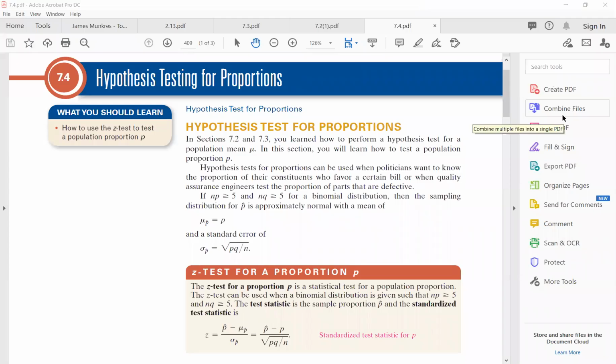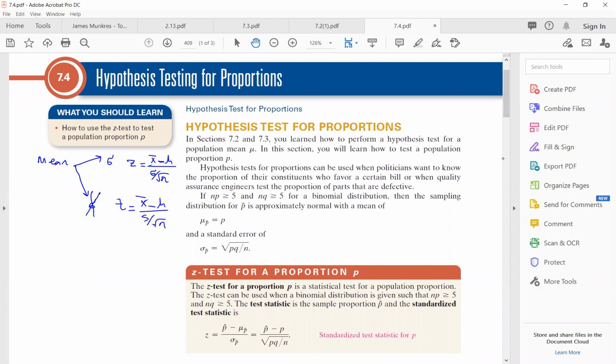So what have we learned so far? We learned that if you're working with the mean, we have two cases. If sigma is given, we have to find z, which is x bar minus mu, divided by sigma over square root of n. If sigma is not given, we have to work with the sample standard deviation. We find t, which is x bar minus mu, divided by s over square root of n. I expect you to ask, what if you are working with a proportion, not the mean?